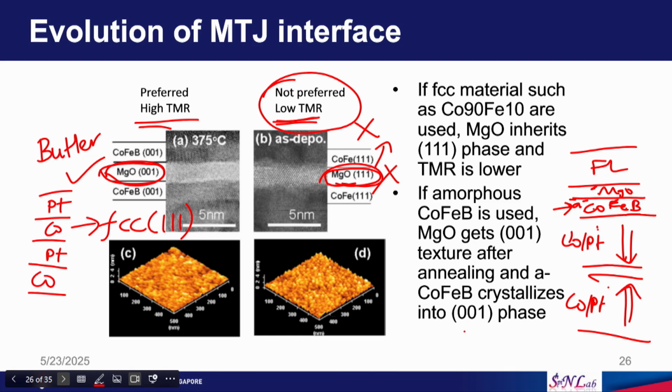Okay, so, cobalt platinum multilayer is a good material for reference layer, because it has a large anisotropy constant. This will be stable even when you read or write information, but this has a problem of this FCC 111 texture, which can kill the tunneling magnetoresistance. So, to overcome this problem, people insert amorphous cobalt iron boron near the magnesium oxide interface.